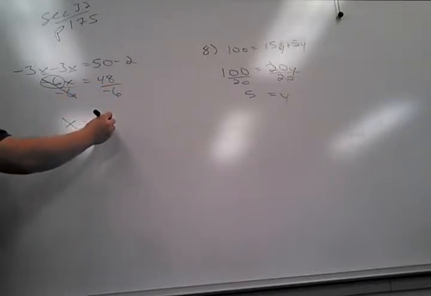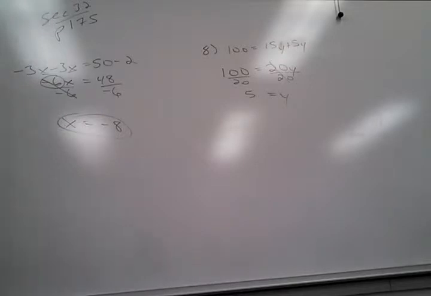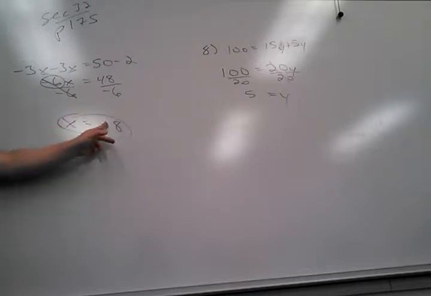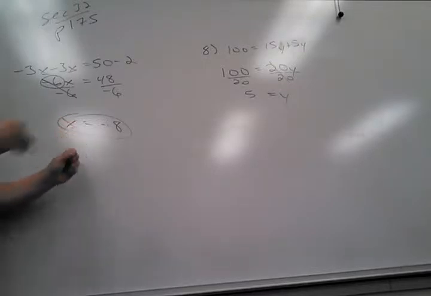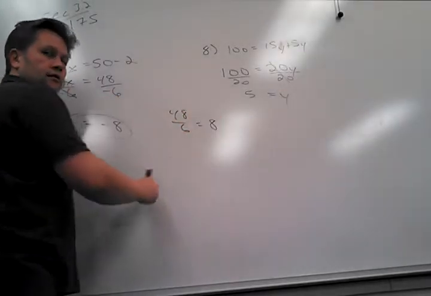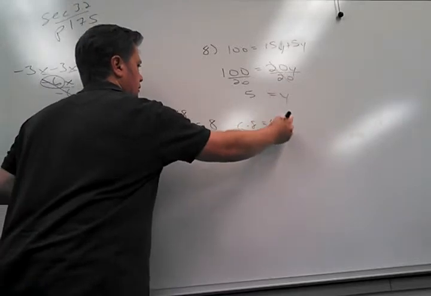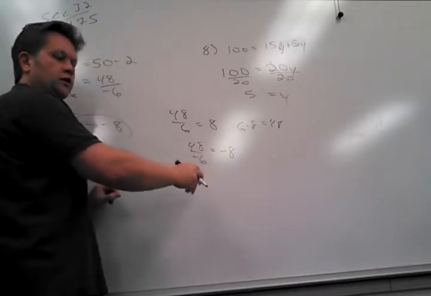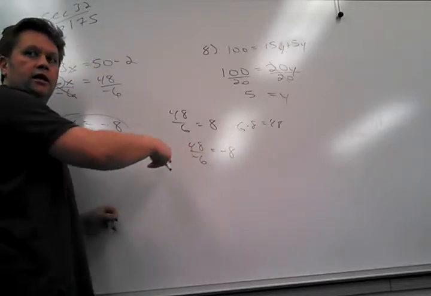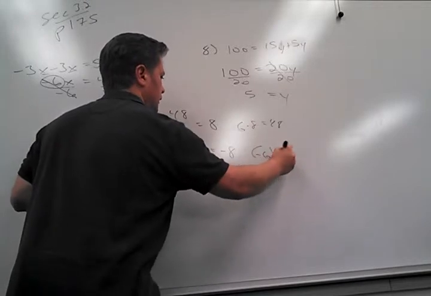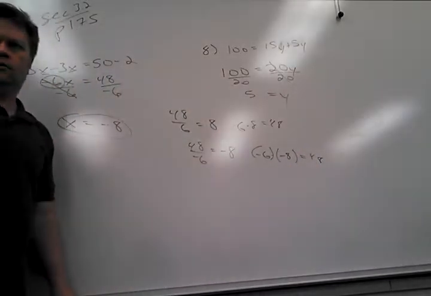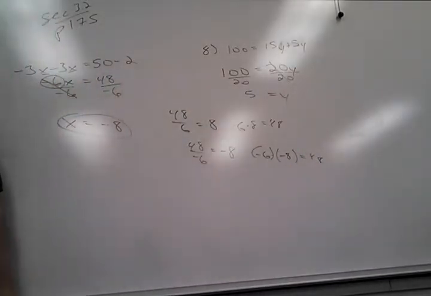Negative 8. Why is it negative? Because there's no other negative to kill that one. So it's still there. Okay. 48 divided by 6 is 8, because 6 times 8 is 48. 48 divided by negative 6 has to be negative 8 for 2 reasons. That negative is still there because there's no other negative to kill it. And also negative 6 times negative 8 makes positive 48. Right? You guys see that? Okay, cool. Awesome.